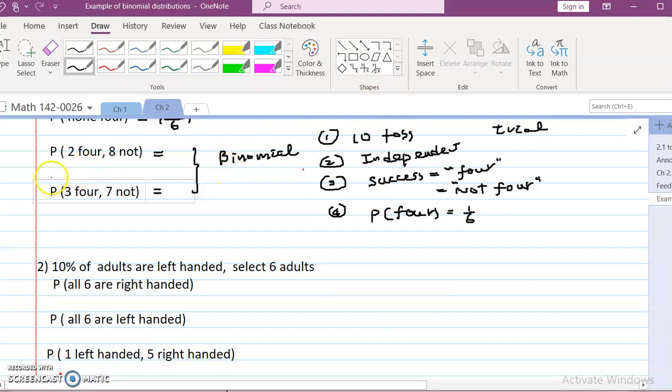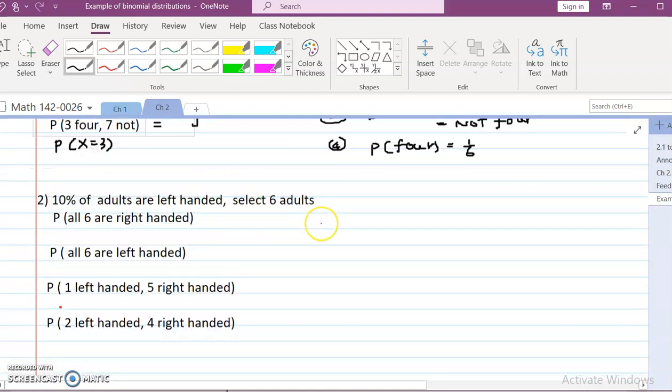binomial calculator. So in here, because I'm counting 4 as success, this would be x equal to 2. You are looking at a discrete probability distribution of x equal to 2. This would be probability of x equal to 3. Right? And you use a binomial calculator to calculate the probability.